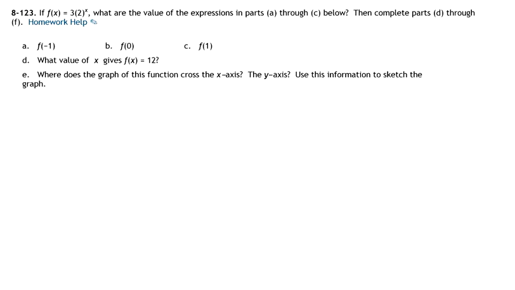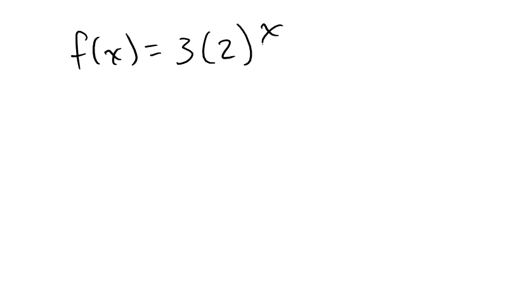So let's go ahead and write the function again so we can refer to it. The function was f of x equals 3 times 2 raised to the x power. So let's consider when x is negative 1 first. Then this function becomes 3 times 2 to the negative 1 power.